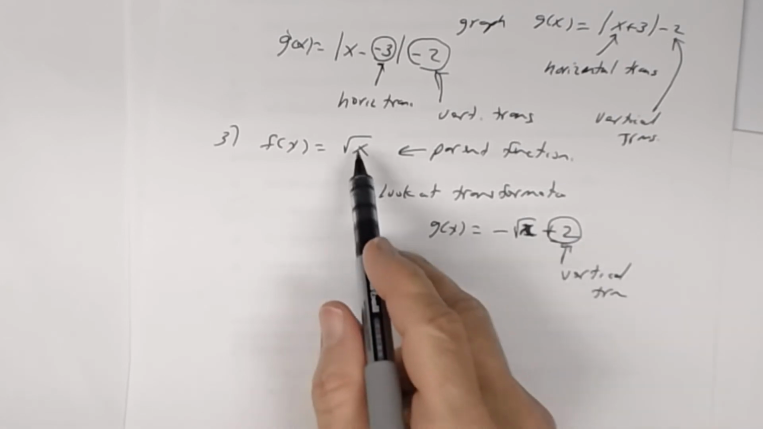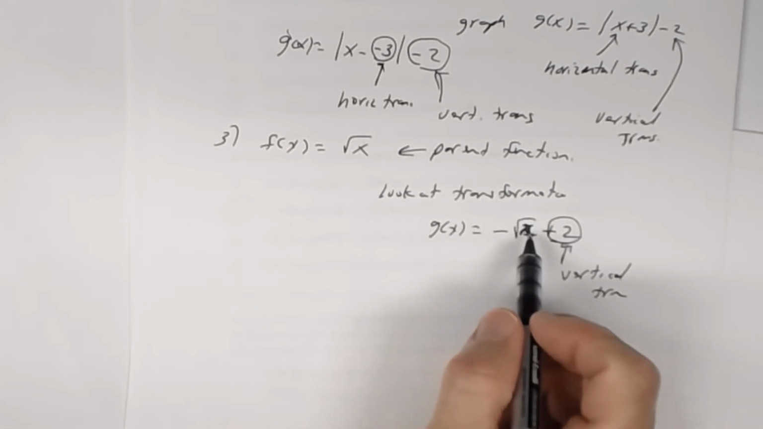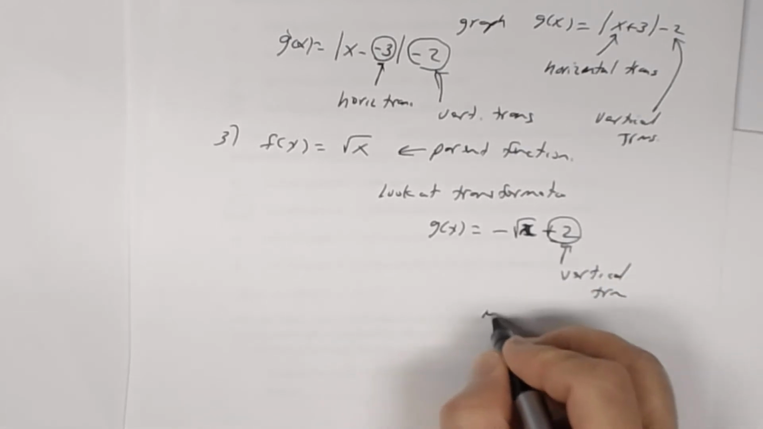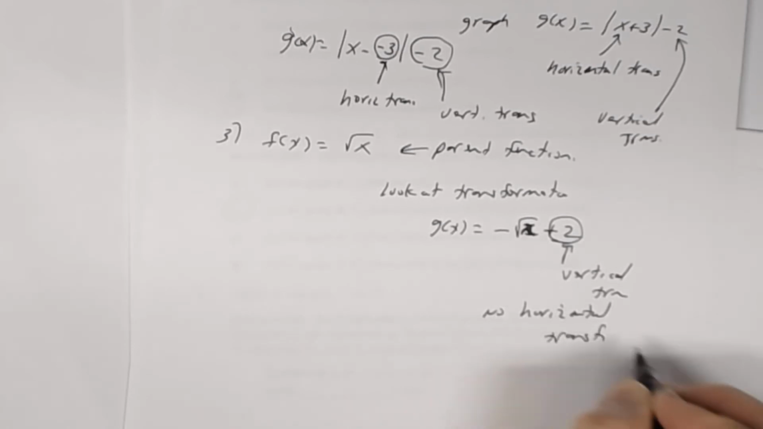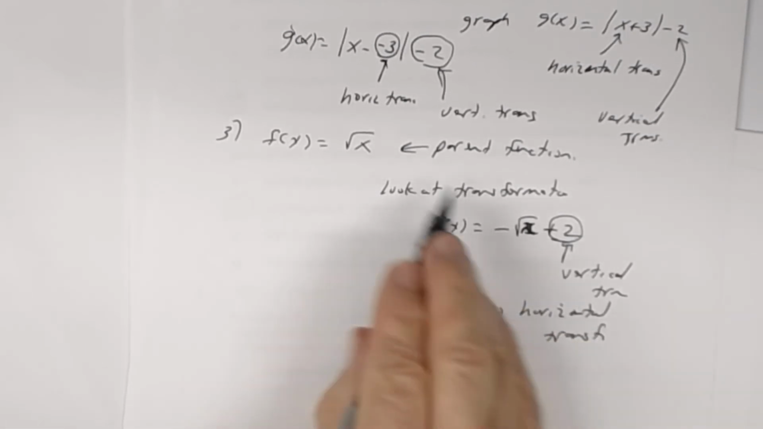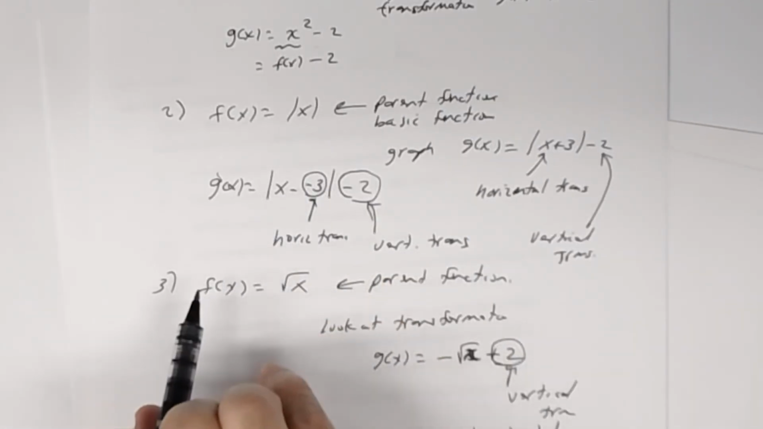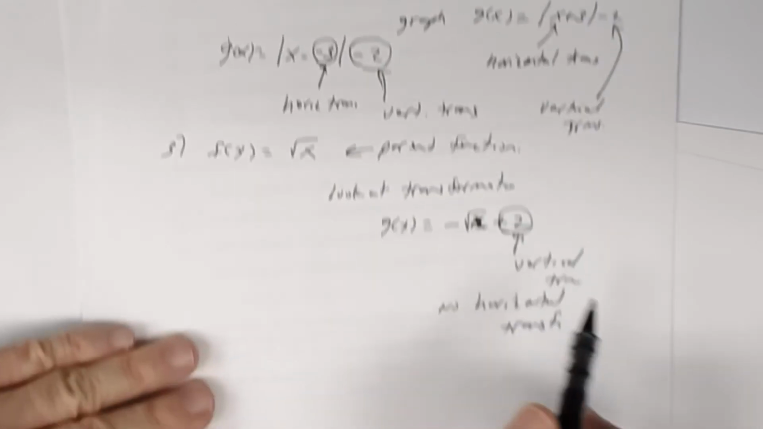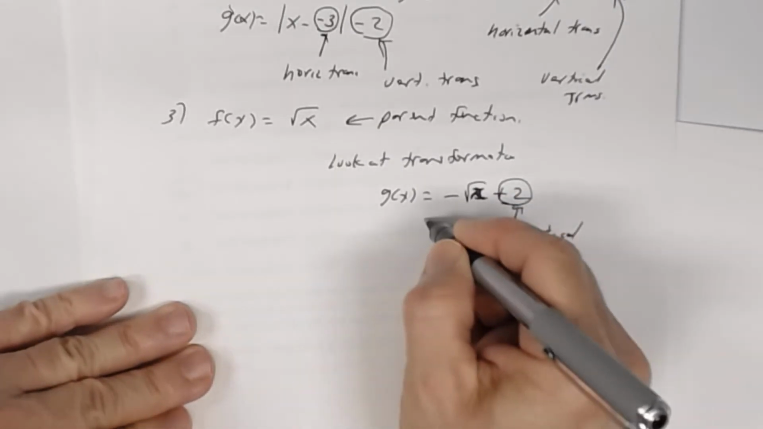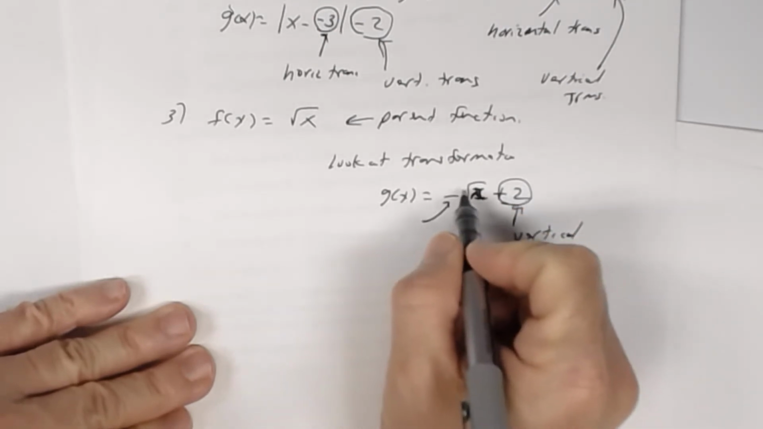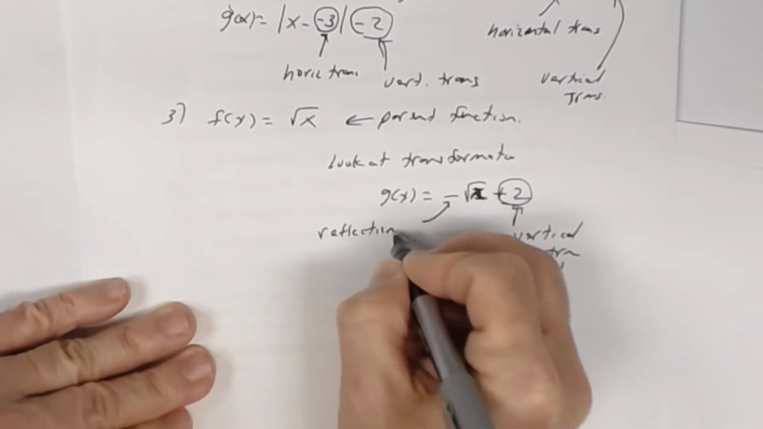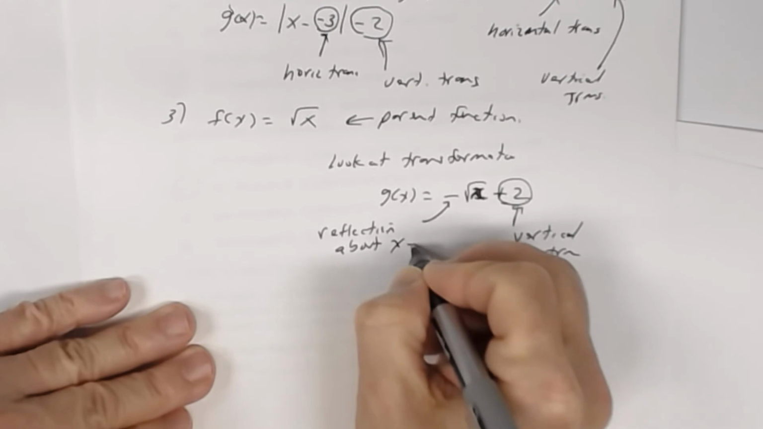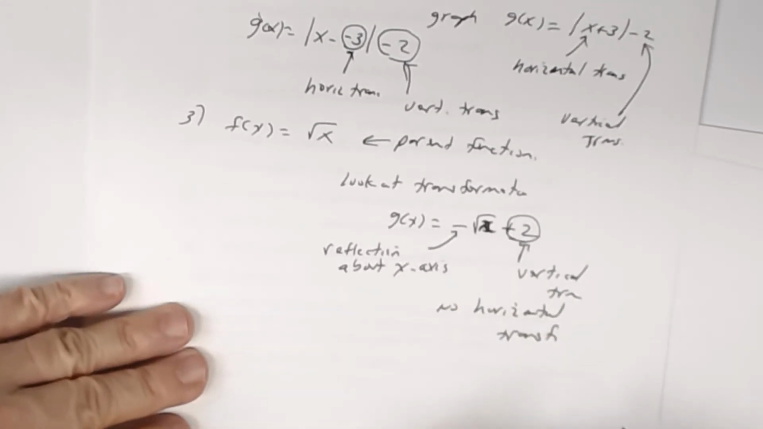Now, inside my parent function, x stays the same. So there's no horizontal transformation. Square root of x, square root of x, was different than the absolute value of x plus 3. But there's a negative out in front. So you've got to remember that when the negative is out in front of that parent function like this, that's a reflection about the x-axis.